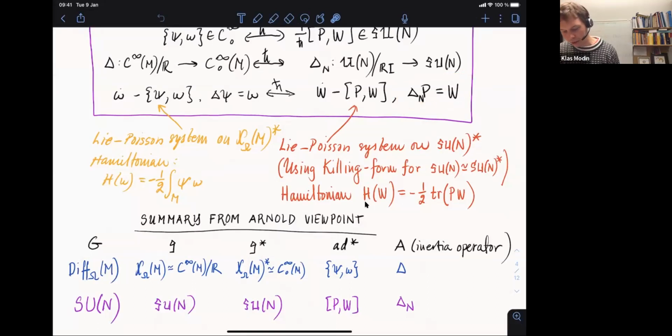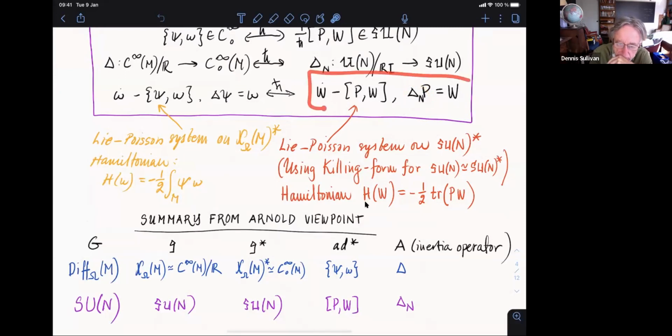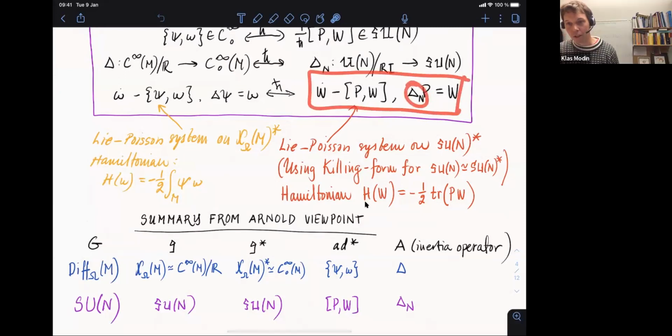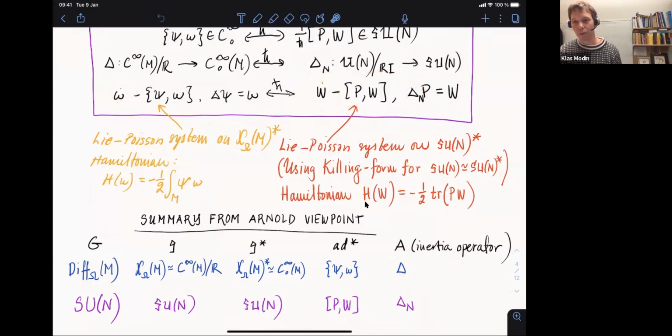Now, we need to construct this object, in order for these equations to be well defined. The other thing we need to do is show how we go from the vorticity function to the vorticity matrix. This is the quantization. I haven't told you what this looks like. That's what I'm going to do now.